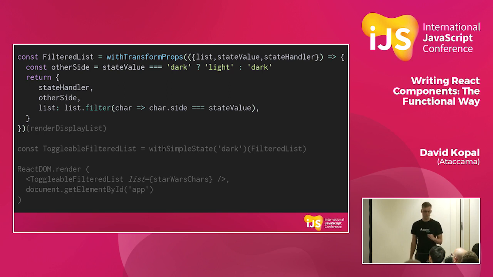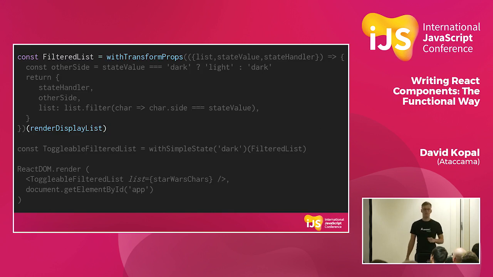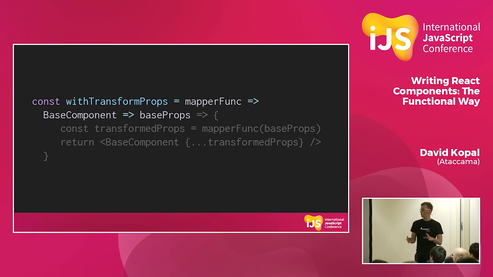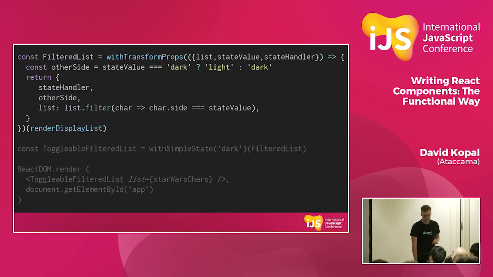First, filtered list. Again, we are passing the configuration function to with transform props. We get back a specialized higher order component, waiting for the base component to be passed. We pass render display list as our base component. We get back a functional component waiting for the props. And now you just need to remember that in this case the base component is render display list. So we store this component as filtered list. Our enhanced component is stored there, waiting for the props.